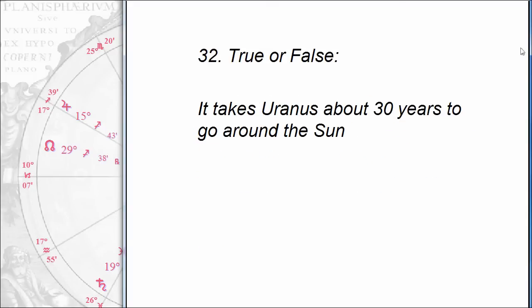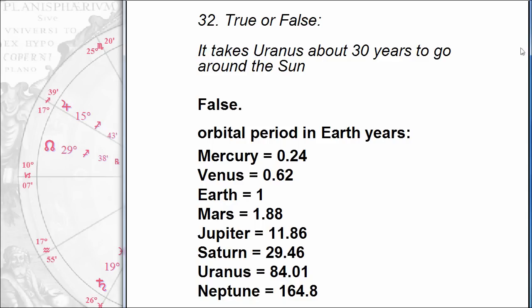Next question. It takes Uranus about 30 years to go around the sun. Do you have some idea of how long it takes planets to go around the sun? Is that true? No, that's false. It's actually Saturn that takes close to 30 years, about 29.5 years to go around the sun. And here are the times it takes the planets to go around the sun. Their revolutionary period is another way of stating it.